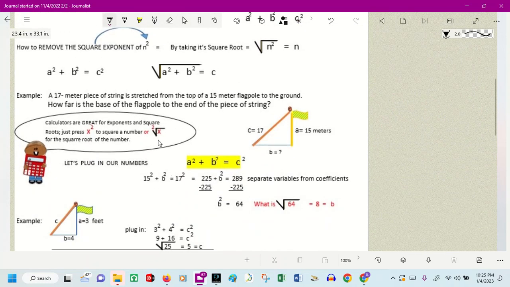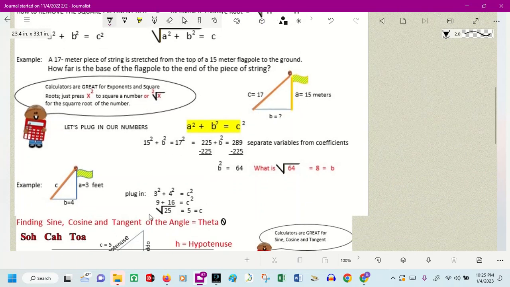Very simple, especially when you have a calculator. Plug in the numbers you have. They'll give you two numbers. Plug in the numbers you have, use your calculator to square them, or use your calculator to get your square root. Then square root your answer, and there's your answer to the missing side.